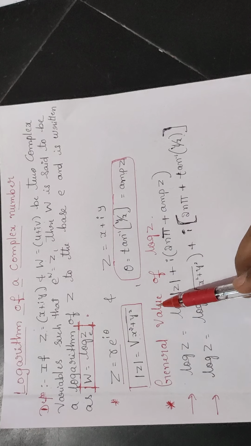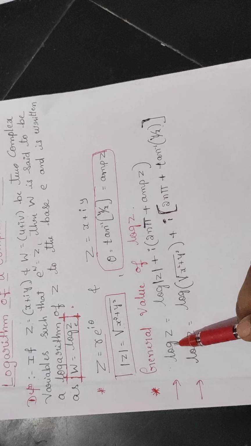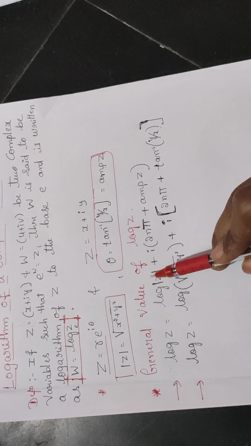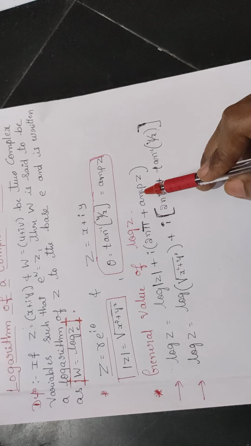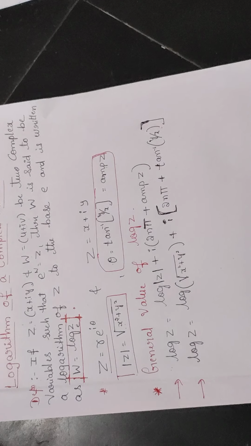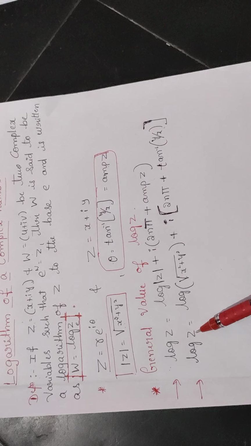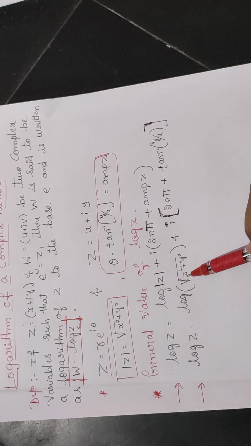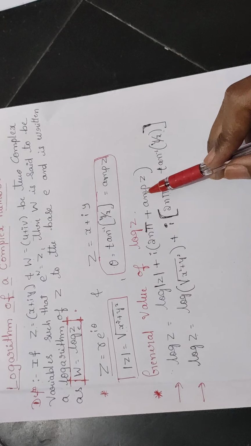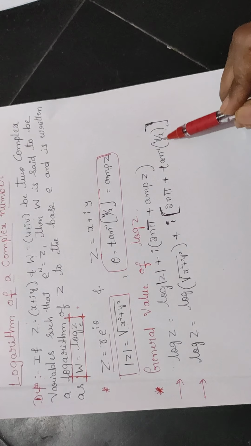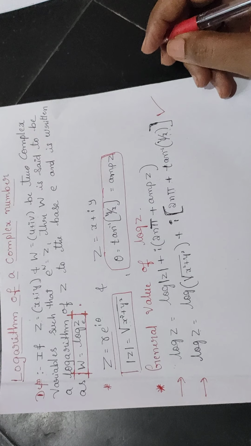Now to find the general value of log z, we have the formula. It is given by log z is equal to log mod z plus i into 2n pi plus amplitude of z. That is, log z is equal to log of square root of x square plus y square plus i into 2n pi plus tan inverse y by x. By using this formula, let us solve some problems.